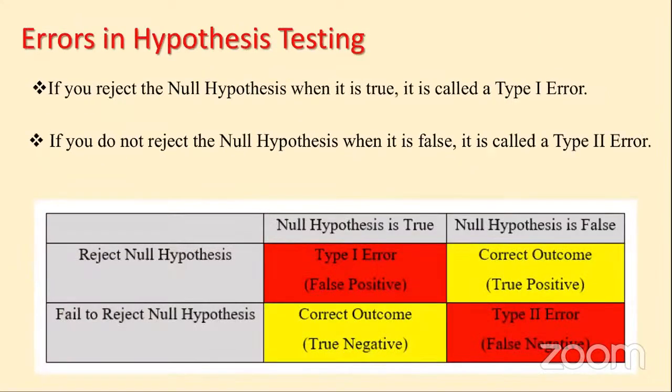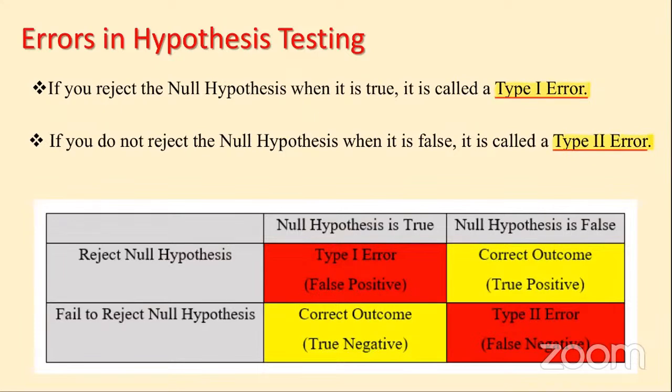Okay, let's move here. Now, let's talk about the error in hypothesis testing. Sometimes we perform the hypothesis testing and we get the wrong information. If we get that wrong information, we call it error in hypothesis testing. And we label this error as type 1 error and type 2 error. So we need to know what is type 1 error and what is type 2 error.